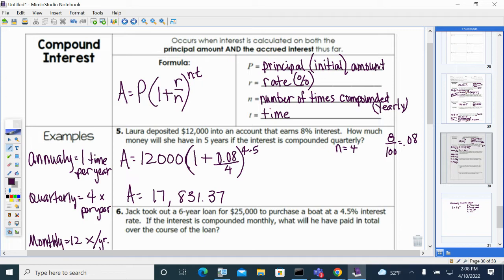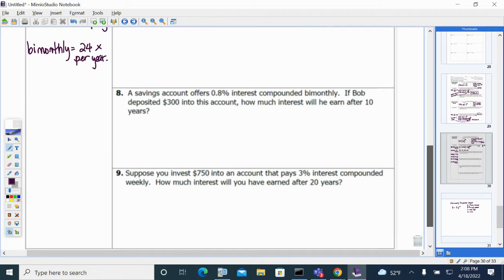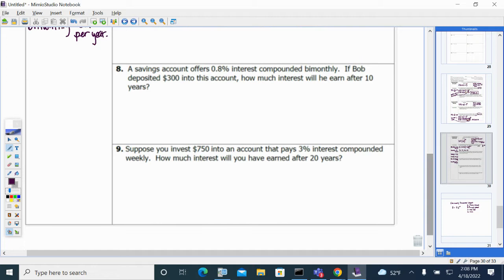Let's look at number 9. Suppose you invest $750 into an account that pays 3% interest compounded weekly. How much interest will you have earned after 20 years? So this was different than the last example because this is just asking me about interest.